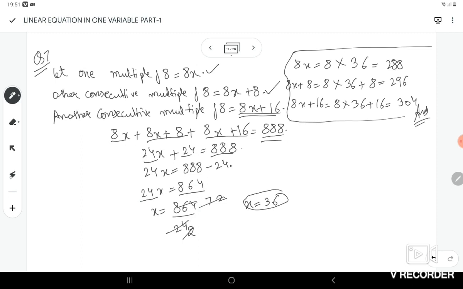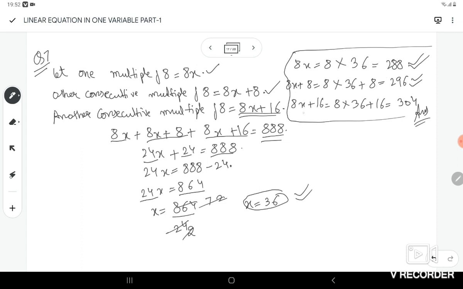Now on dividing 864 by 24, we get the value of x equal to 36. So the first multiple of 8 would be equal to 8x, that is 8 into 36, which gives the value 288. Now another multiple would be 8x plus 8. So 8 into 36, we have got 288, plus 8 gives 296.